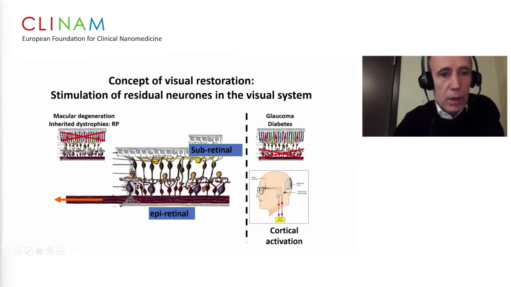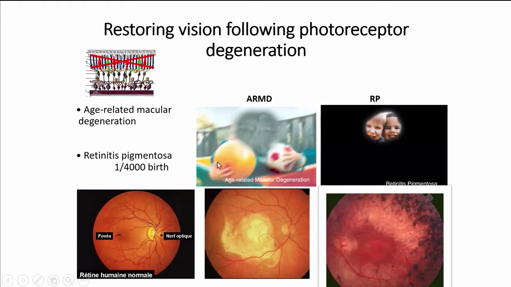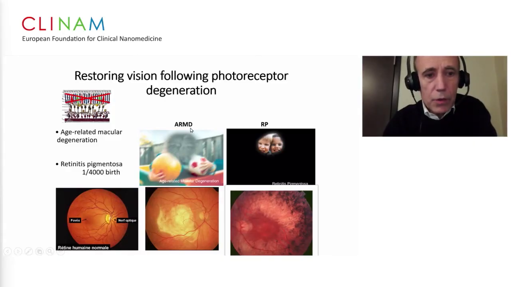For the retinal prosthesis that we developed, when patients are losing photoreceptors, can we introduce an implant, either subretinal or epiretinal, to stimulate electrically this remaining retinal circuit? These are especially dedicated to patients with either age-related macular degeneration or retinitis pigmentosa. In age-related macular degeneration, patients are losing central vision. In retinitis pigmentosa, they're first losing peripheral vision, and then, unfortunately, also central vision.